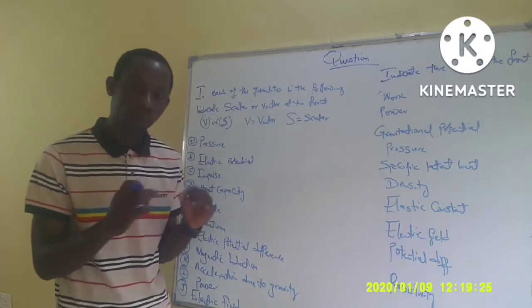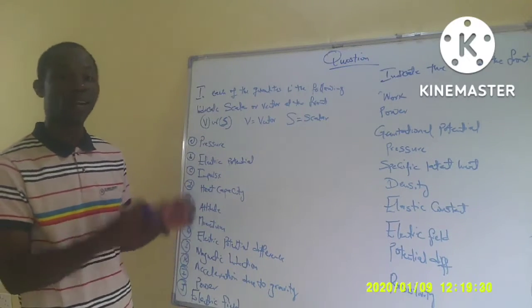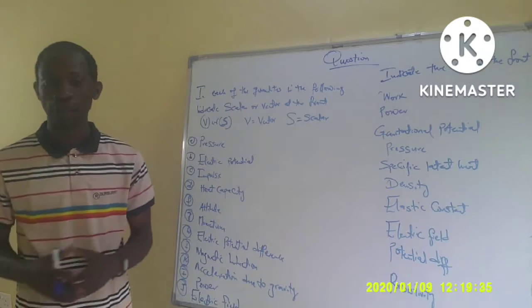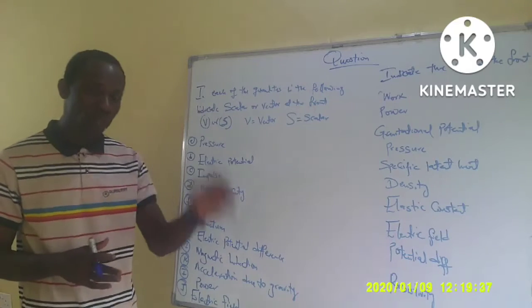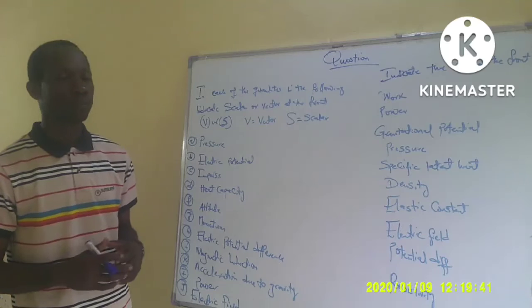Now, let's distinguish briefly between a scalar quantity and a vector quantity. The scalar quantity has no direction. The vector quantity has direction. The scalar quantity only has magnitude. The vector quantity has magnitude as well.